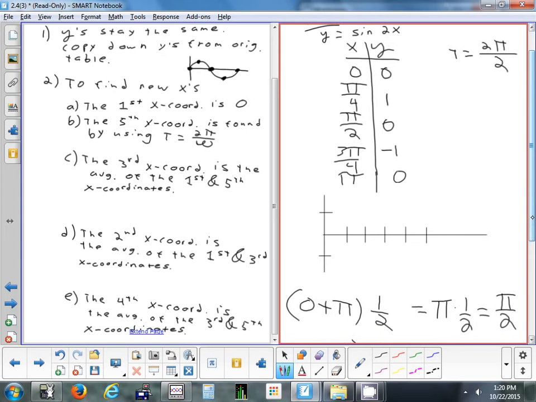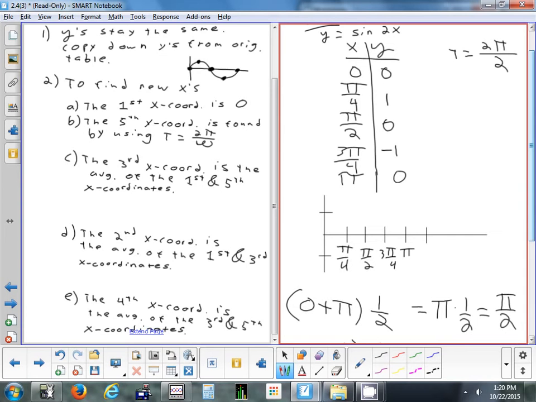Our last step is just to graph it. Always label your axes using the values for x. Since we're going to use 0, we're not skipping it. You don't have to worry about skipping anything. The only time you skip lines is if you don't use 0. That's when you got to be careful. So we got pi over 4, pi over 2, 3 pi over 4, and pi.